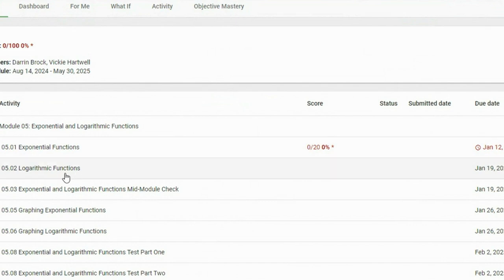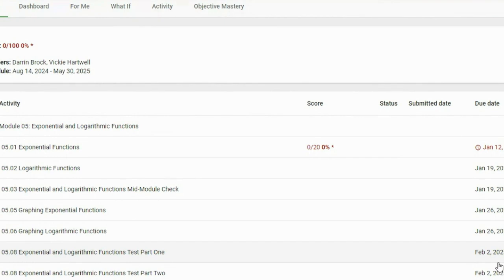But this week we are doing logarithmic functions. And look, we have a quiz: Exponential and logarithmic functions mid-module check. It'll be over exponential and logarithmic. So that's what we have this week, the log functions and the quiz. Next week we'll look at graphing both types of functions and then test the week after that. So last week of January, we're testing.